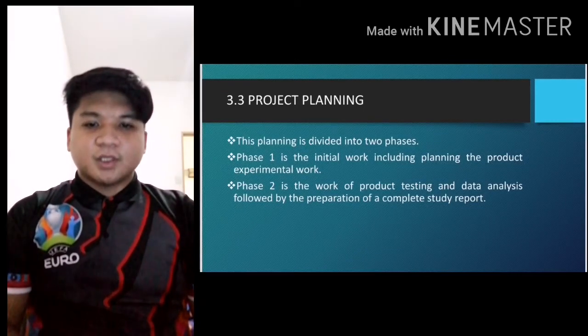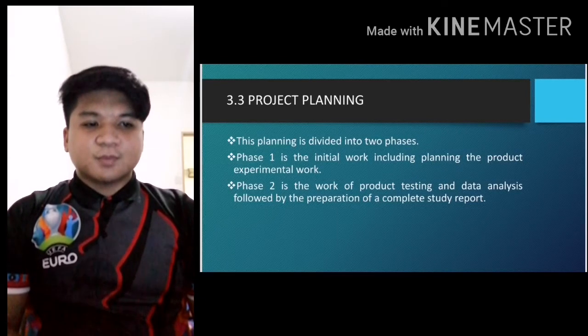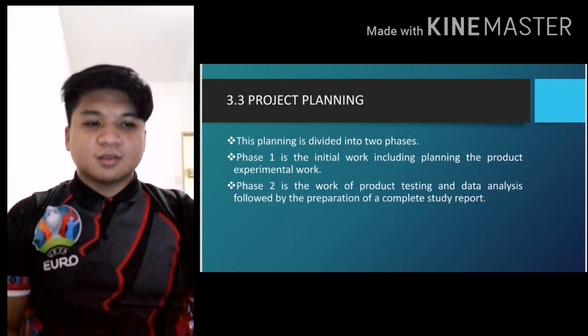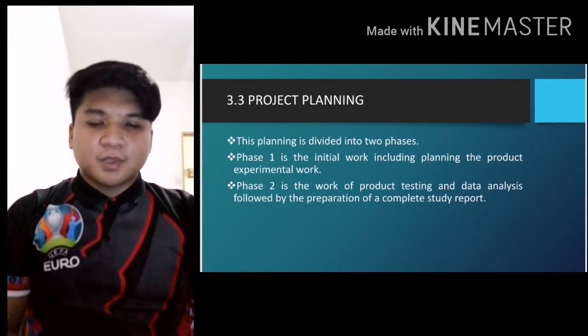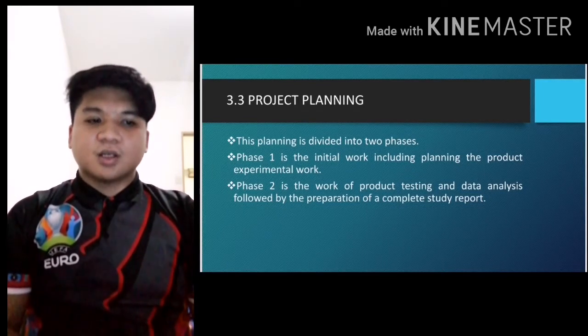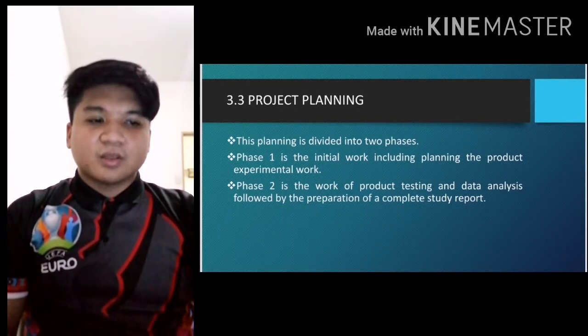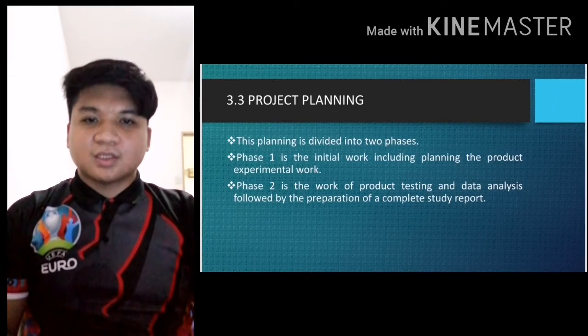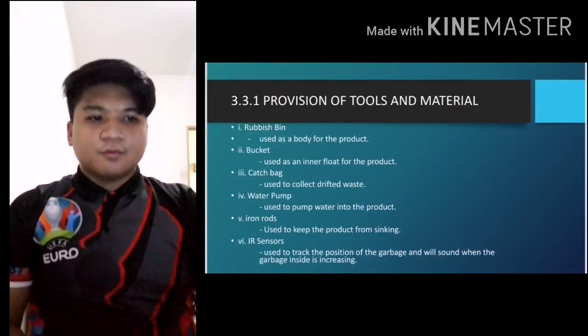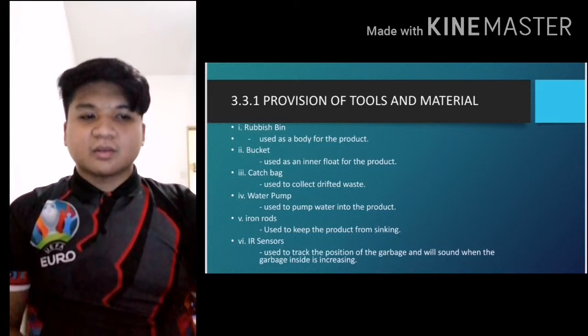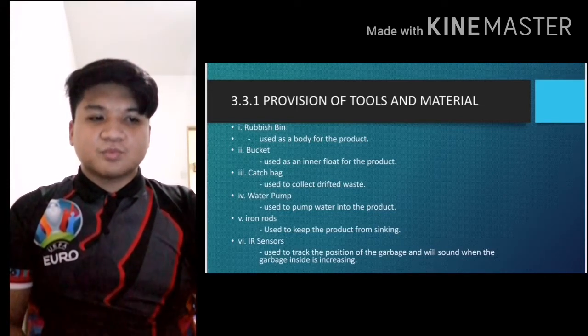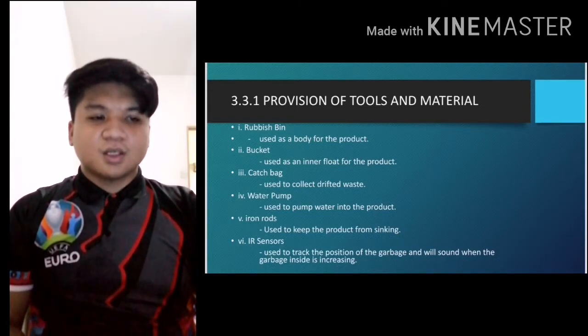For our project planning, this planning is divided into two phases. Phase 1 is the initial work, including planning the product and experimental work. And phase 2 is the work of product testing and data analysis, followed by the preparation of a complete study report.